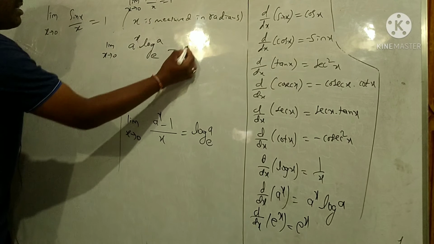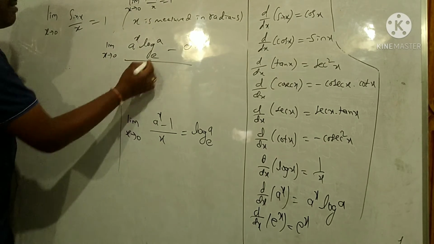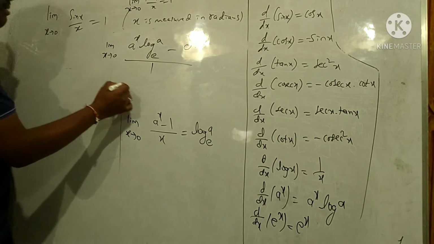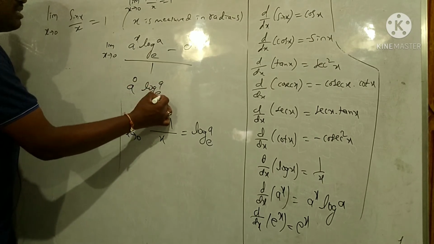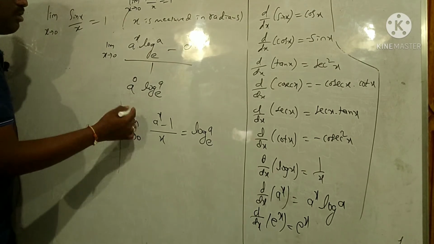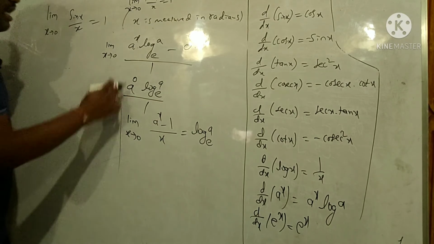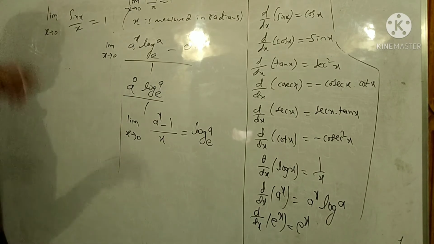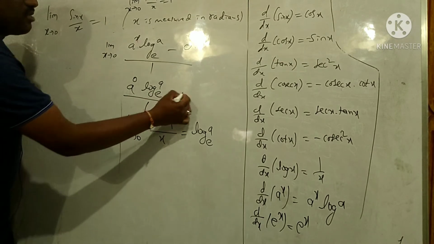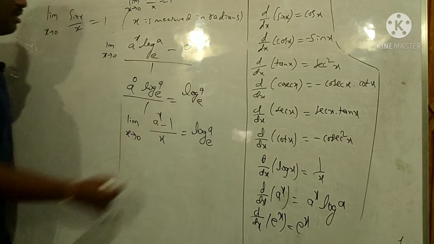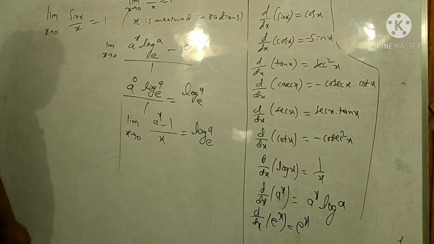Minus 1 differentiation is 0, divided by x differentiation is 1. Now substitute the limit: a power 0 into log a with base e, minus 0 is 0, only divided by 1. See, a power 0 value is what? A power 0 is 1. So what I got? Log a with base e. So I got limit x tending to 0, (a power x minus 1) by x is log a with base e.